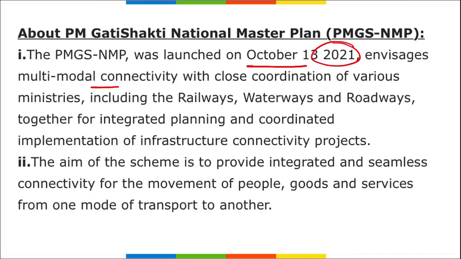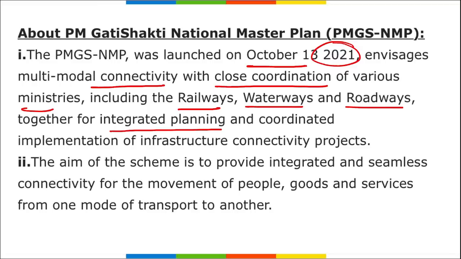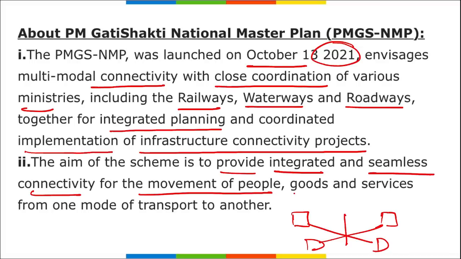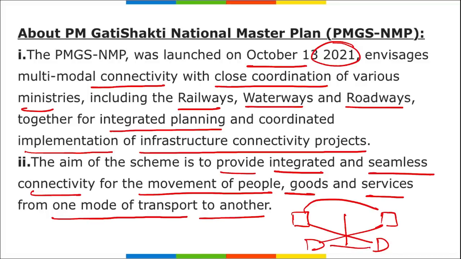It was a multi-modal connectivity with close coordination of various ministries including the railways, waterways, roadways together for integrated planning and coordinated implementation of infrastructure connectivity project. That means different sectors can be jointly connected with ease, and it will benefit ease of doing business. This was the aim of this scheme, to provide integrated and seamless connectivity for the movement of people, goods and services from one mode of transport to another, or you can say from one sector to another. There should not be any problem regarding the transport. All right, this was your Gati Shakti.